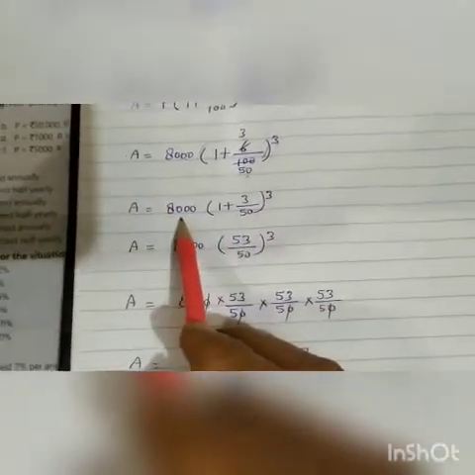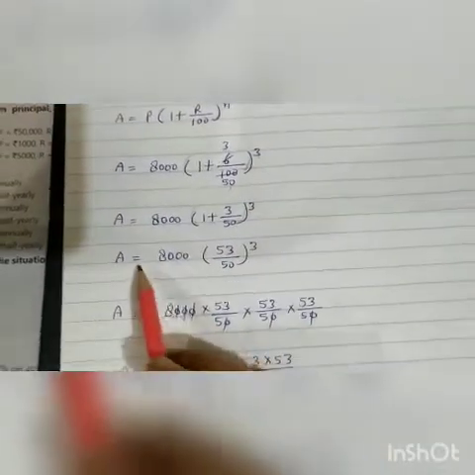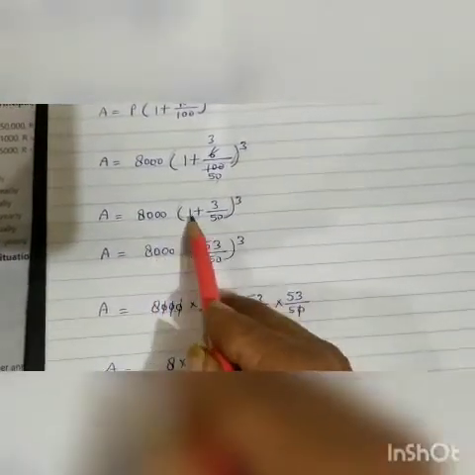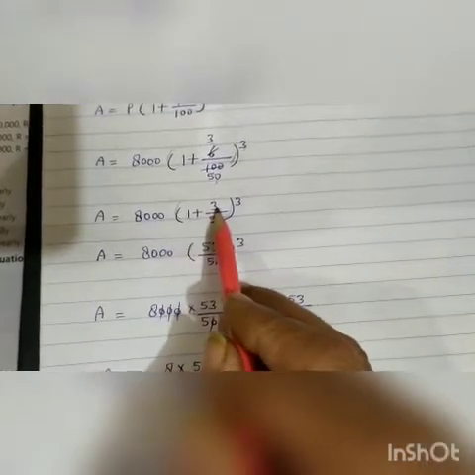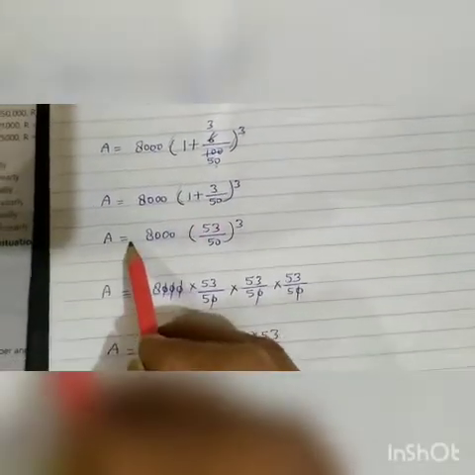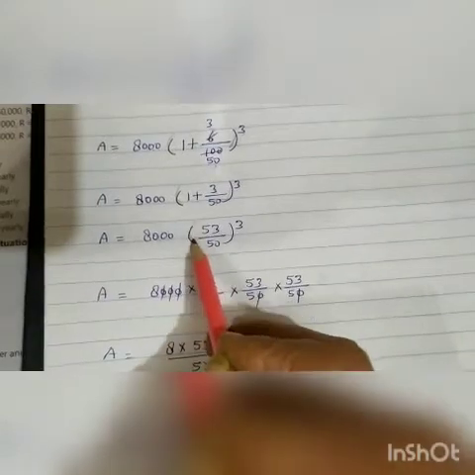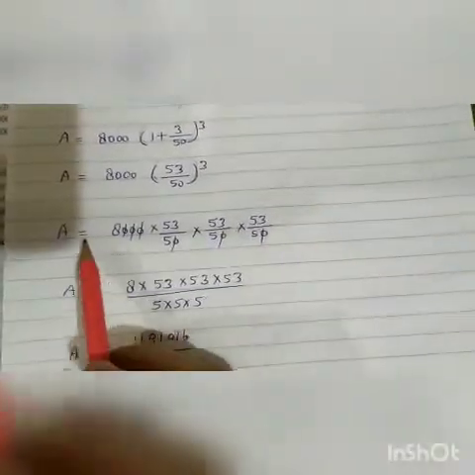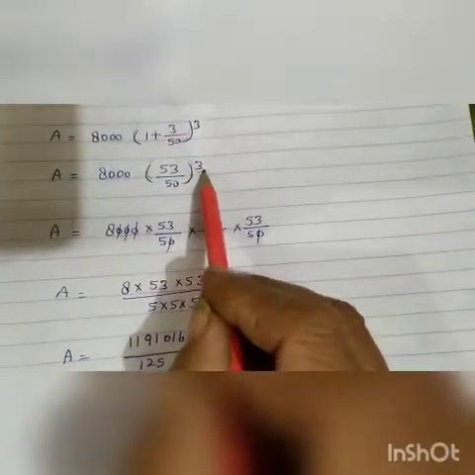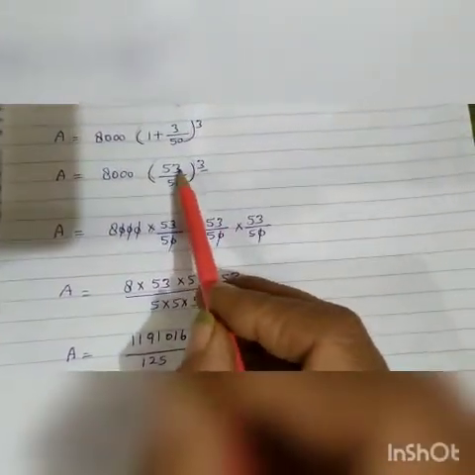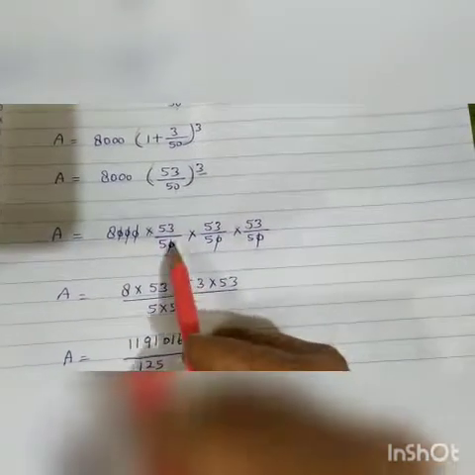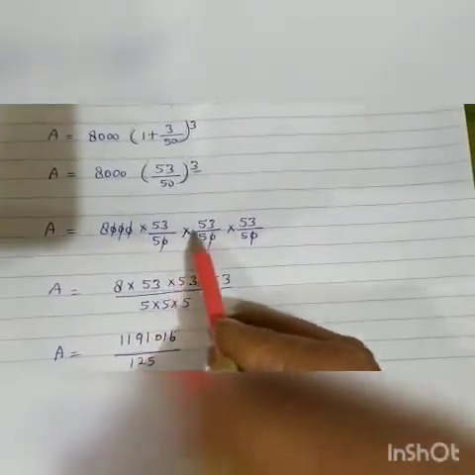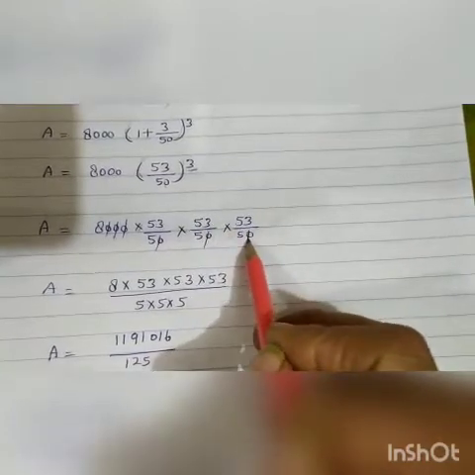A is equal to 8,000, 1 plus this 3 upon 50 whole power 3, then 8000, 50 1 50 plus 3, it is 53. So A is equal to 8000 into 53 upon 50 whole power 3. Here time is 3 years, so we will write this 53 upon 50 three times, 53 upon 50 into 53 upon 50 into 53 upon 50.